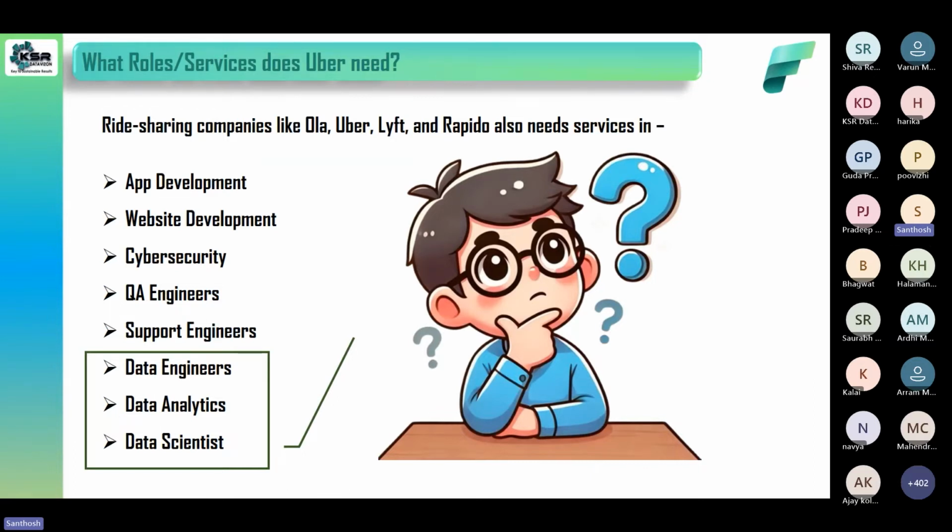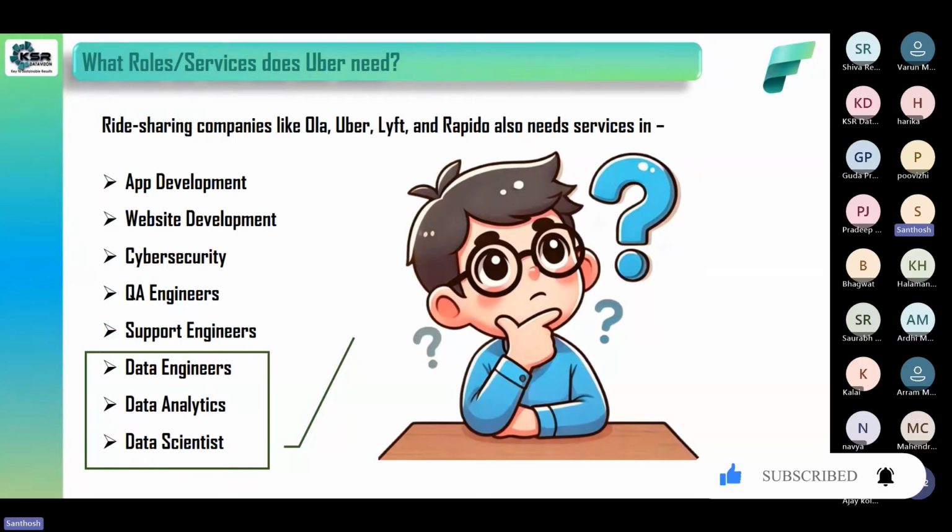Now these three roles are very important. Forget about Uber or Ola. You take any client, these three people are very important to manage the load. Roles related to data are like your blood. It's like your blood, right? Your blood flows all over your body to keep you active.